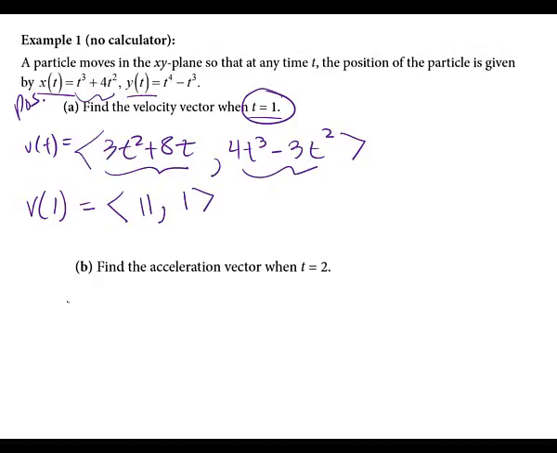Okay. All right, let's try to get the acceleration vector. So my acceleration vector, I'm going to take the derivative of the velocity. So what's the derivative of the x component? 6t plus 8. What's the derivative of the y component? 12t squared minus 6t.